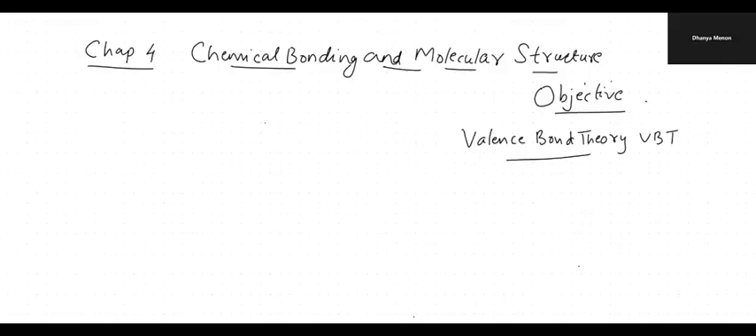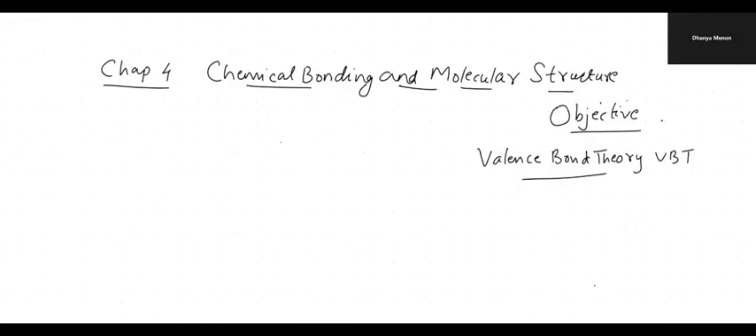But there were some limitations for Lewis theory because it could only explain the structure. It could not explain the geometry or the shape of the molecule. Lewis theory could explain the chemical bonding, but it failed because it could not explain the geometry or the shape. So a new theory came up, which is called valence bond theory. In this valence bond theory, the concept of sigma and pi bonds came into play.